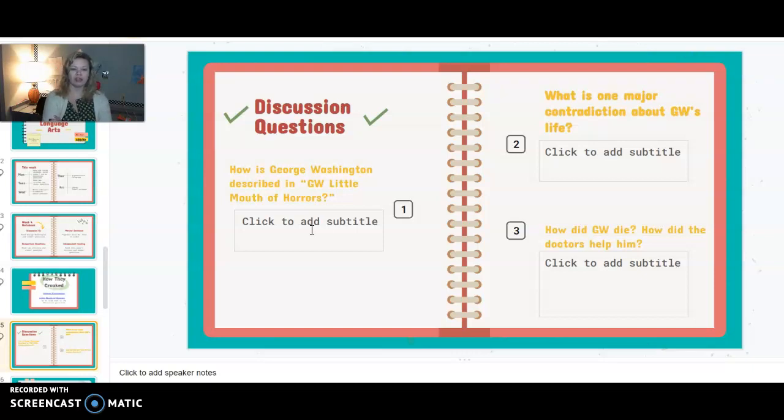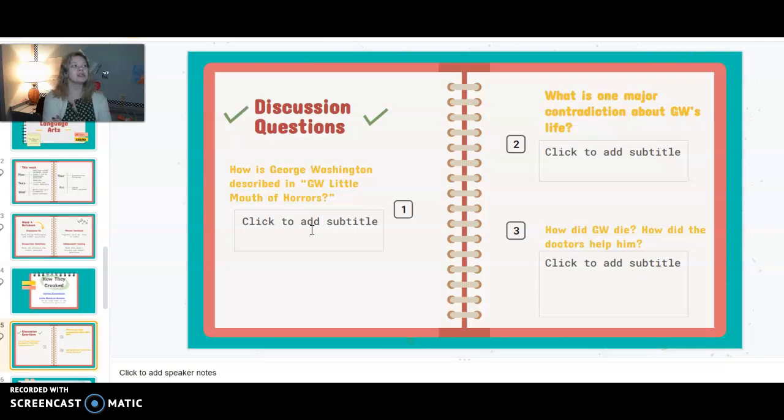Second question, one major contradiction about George Washington's life. Think about how we remember him as the man who led the Continental Army against the British, and won the Revolutionary War, and then became the first president of our country. He was known, and still is known, for his fighting for freedom. So specifically think about that, how he was fighting for freedom. What is something about his life that might be a contradiction to that? Something that is an opposite.